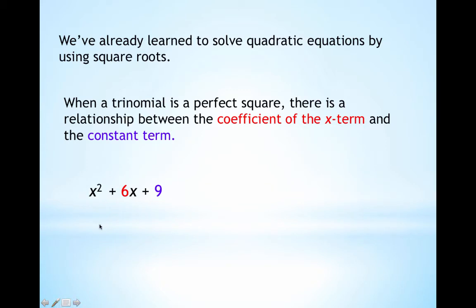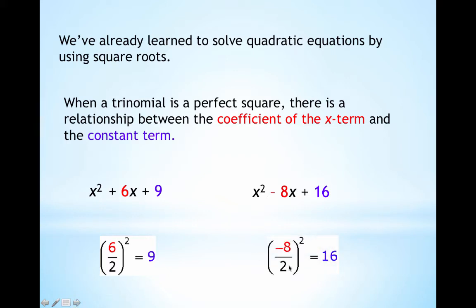Notice here I've got x squared plus 6x plus 9. What's the relationship between that b and c term? Well, you'll see if I take half of the b term, so 6 divided by 2, and then square it, it'll give me my c term. So 3 squared does give me 9. Let's look at that again. If I've got a negative b term, if I take half of that, or -4, again, if I square it, I'm going to get a positive 16, my c term.